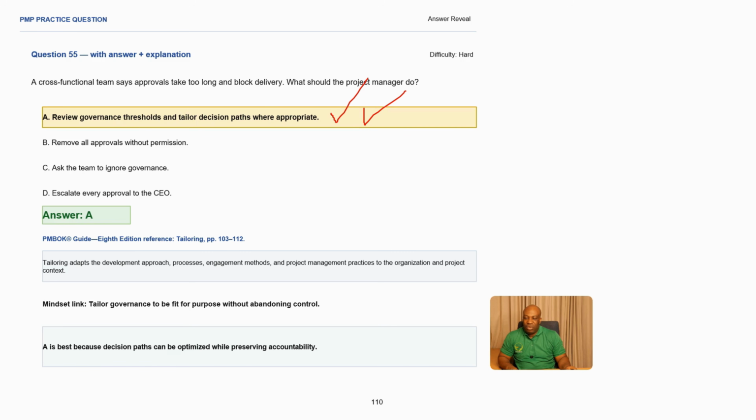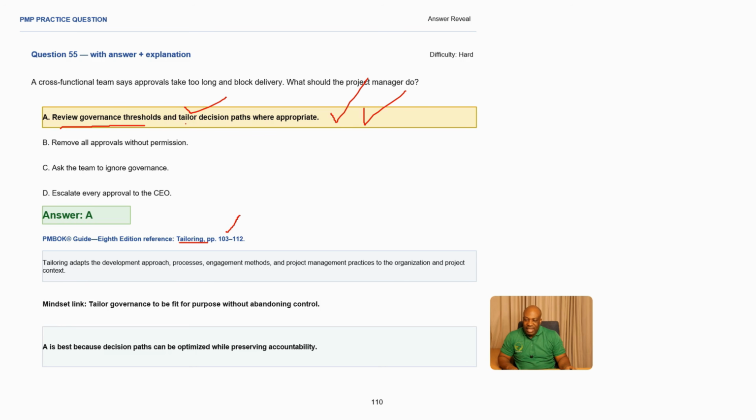You need to review the governance threshold, and you also need to tailor. I like this one. You need to tailor decision paths where appropriate. All right. And what is our reference in the PMBOK? We are referring to tailoring, which is also on page 103 and 102. So what does it say?